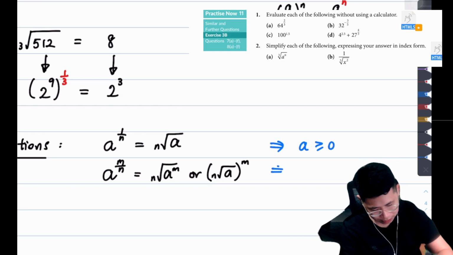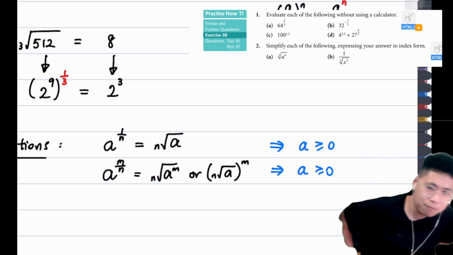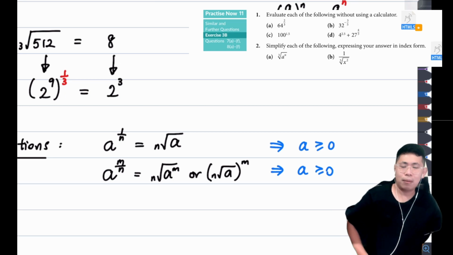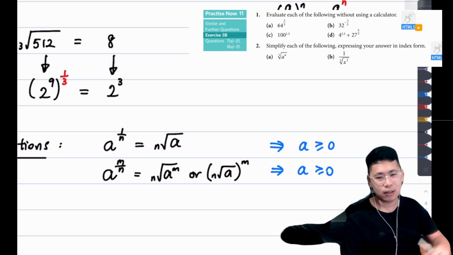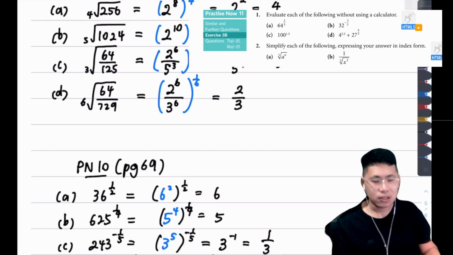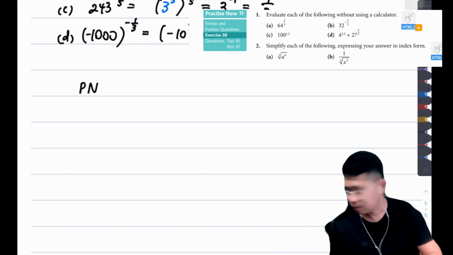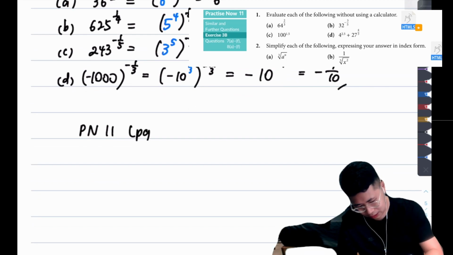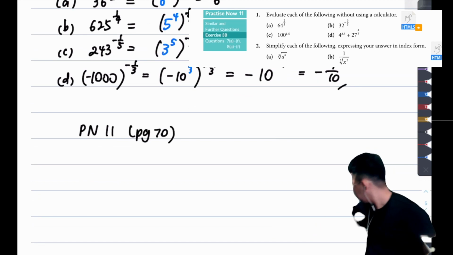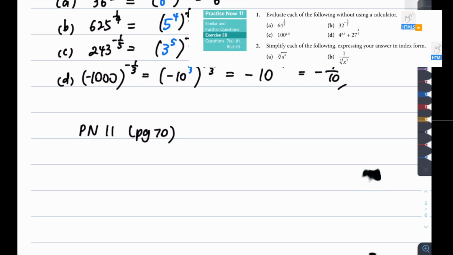Okay, same for this case. A needs to be more than or equal to 0. Even though you have negative powers that you can play with odd-numbered roots, for even powers it's not true at all. Okay, so with this, let's look at practice now 11. Okay, practice now 11, and we're on page 70, if I'm not wrong. Yeah, we're on page 70.